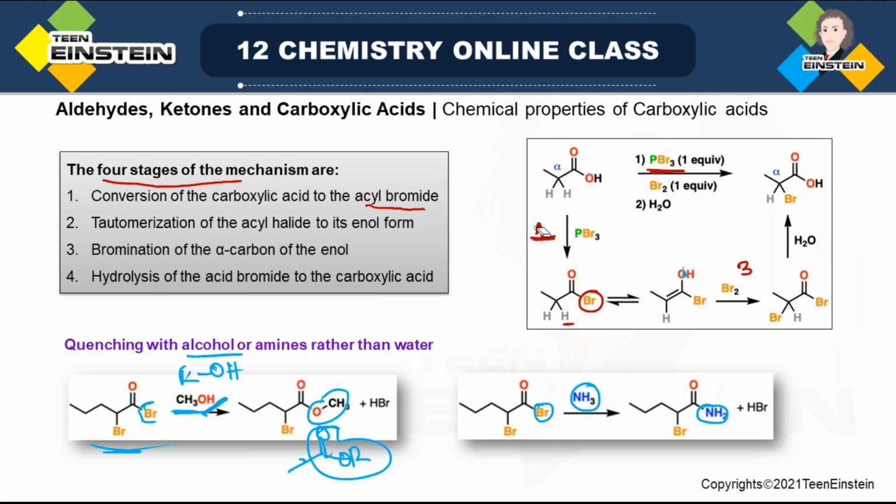So one important application you can consider for this HVZ reaction is that in this case, just consider this molecule which is the product before hydrolysis. This product you can, if you are using alcohol or ammonia, rather than getting alpha halo carboxylic acid, you can produce alpha halo ester or alpha halo amide. So it is up to you which compound you actually want to produce. You can make different types of products: alpha halo carboxylic acid, alpha halo ester, alpha halo amide. And that depends on what you are using in the final step.